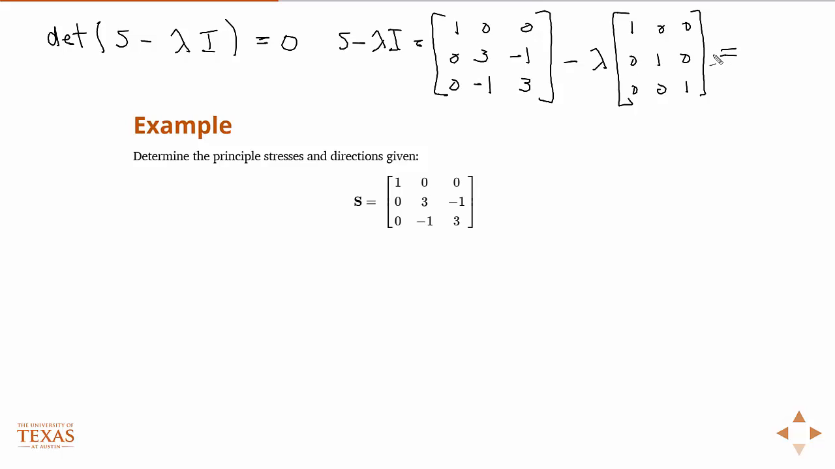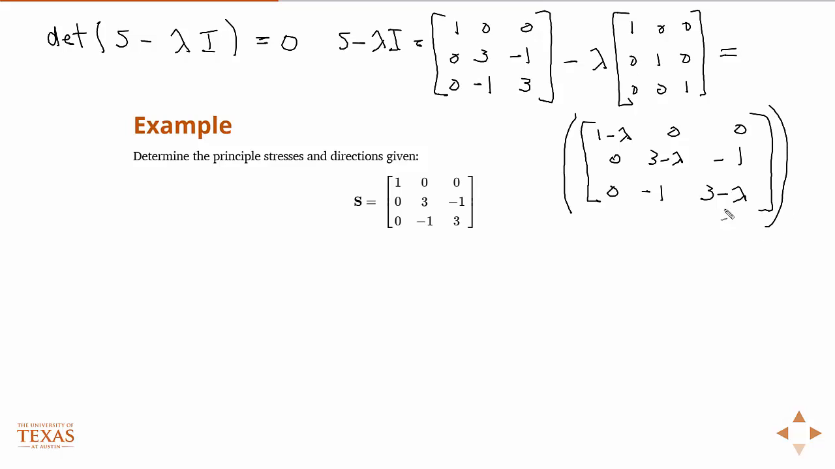And that is equal to 1 minus lambda, 0, 0, 0, 3 minus lambda, -1, 0, -1, 3 minus lambda. Okay? Now we have to take the determinant of this. Right, so now we're going to take the determinant of this thing, and that's going to be equal to 0. So what's the determinant of that matrix?